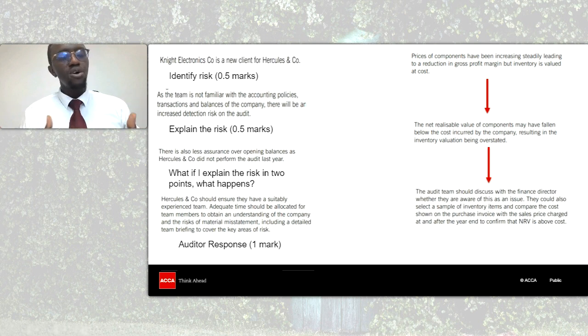Where can I get the cost from? On the purchase invoice with the sales price charged at and after the year end. Why am I doing all that? Because I want to confirm that NRV is above cost. Because remember, my fear is inventory valuation may be overstated. So I need to confirm, is that really true or not? So I can select a sample of inventory items, compare their cost from their purchase invoice and their sales price, just to see if NRV is actually above cost or not. Because if NRV is not above cost, then inventory valuation might be overvalued, overstated.